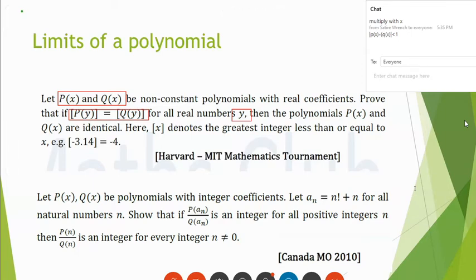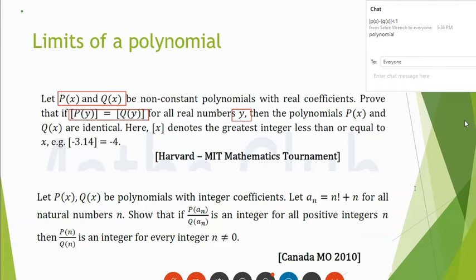It is very easy. It is a constant polynomial. So p of x minus q of x is a constant polynomial. Now the only thing you have to do is prove that the constant is 0.